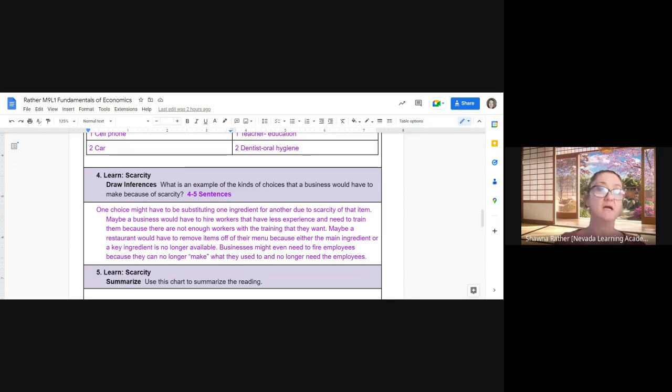right? Maybe a business would have to hire workers that have less experience and need to train them because there are not enough workers with the training that they want. Maybe a restaurant would have to remove items off their menu because either the main ingredient or a key ingredient is no longer available. Businesses might even need to fire employees because they can no longer make what they used to make and no longer need the employees. These are all about choices because of scarcity that businesses might have to make, right?